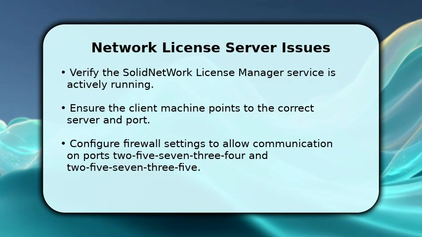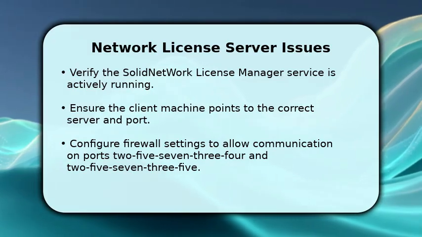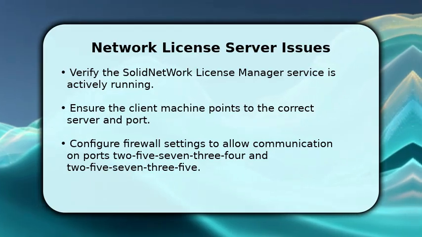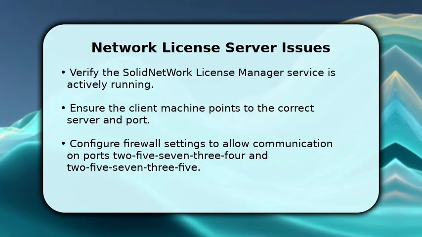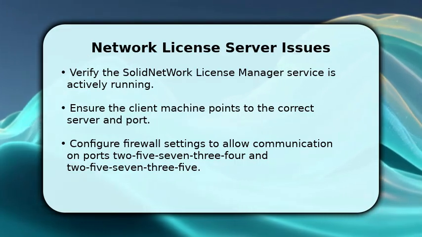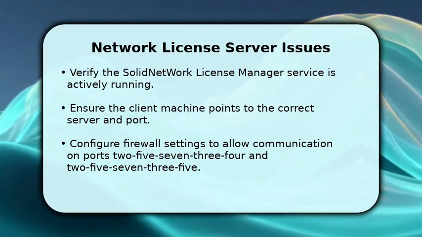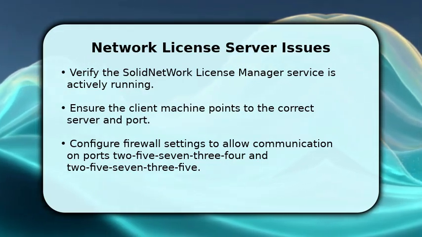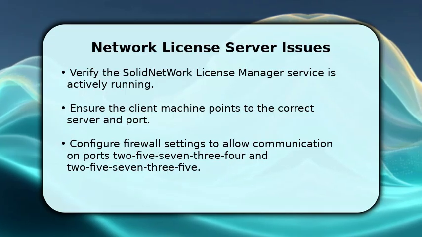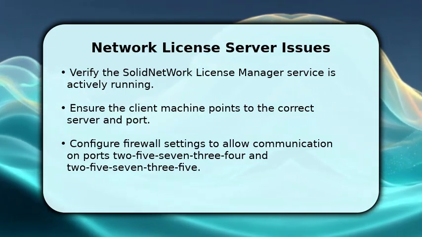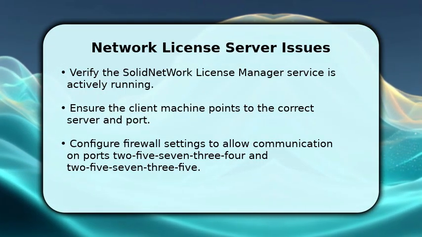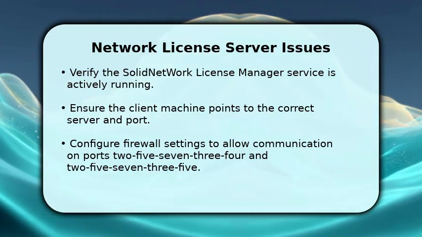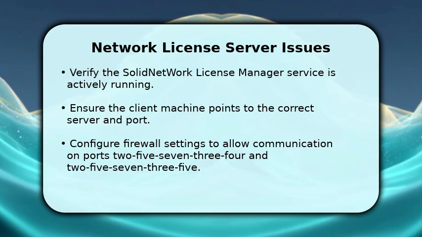If you receive a could not obtain a license error, especially with a network license, the issue often lies with the license server. First, confirm that the SolidNetwork License Manager service is running on your server. Next, ensure your client machine is correctly configured to point to the server's name and the default port, which is 25734. Finally, check your firewall settings. Ports 25734 and 25735 must allow inbound and outbound connections.